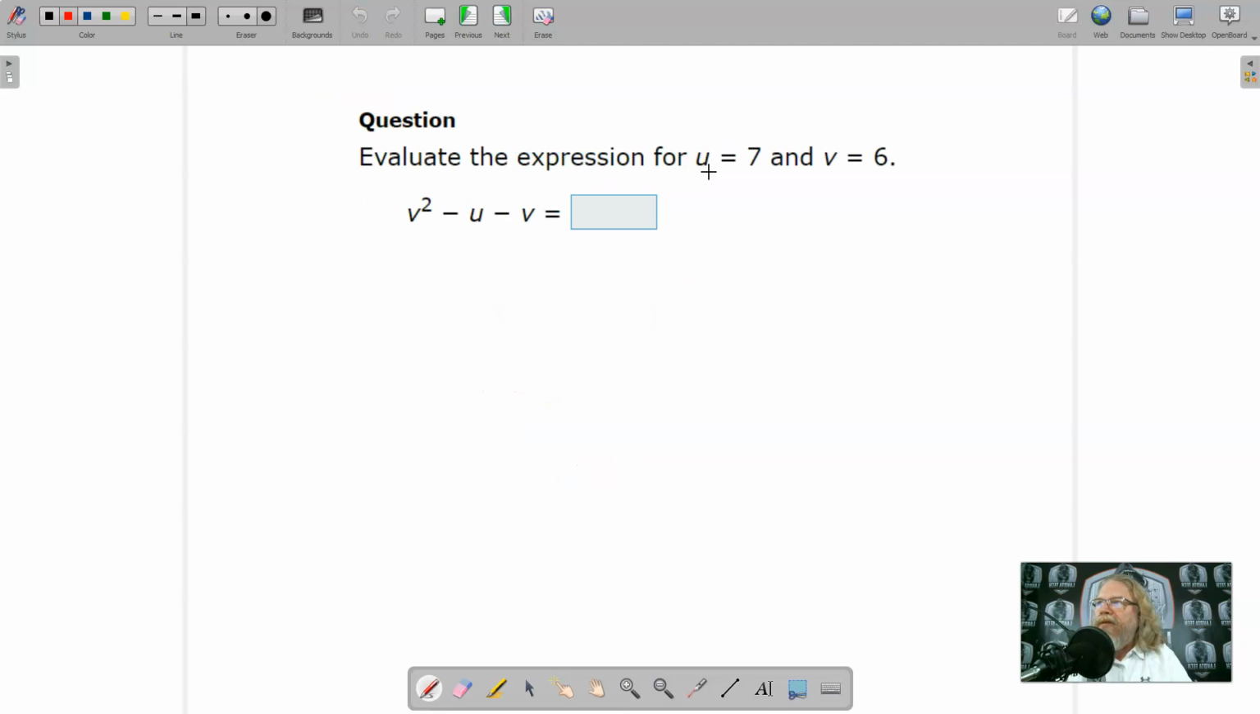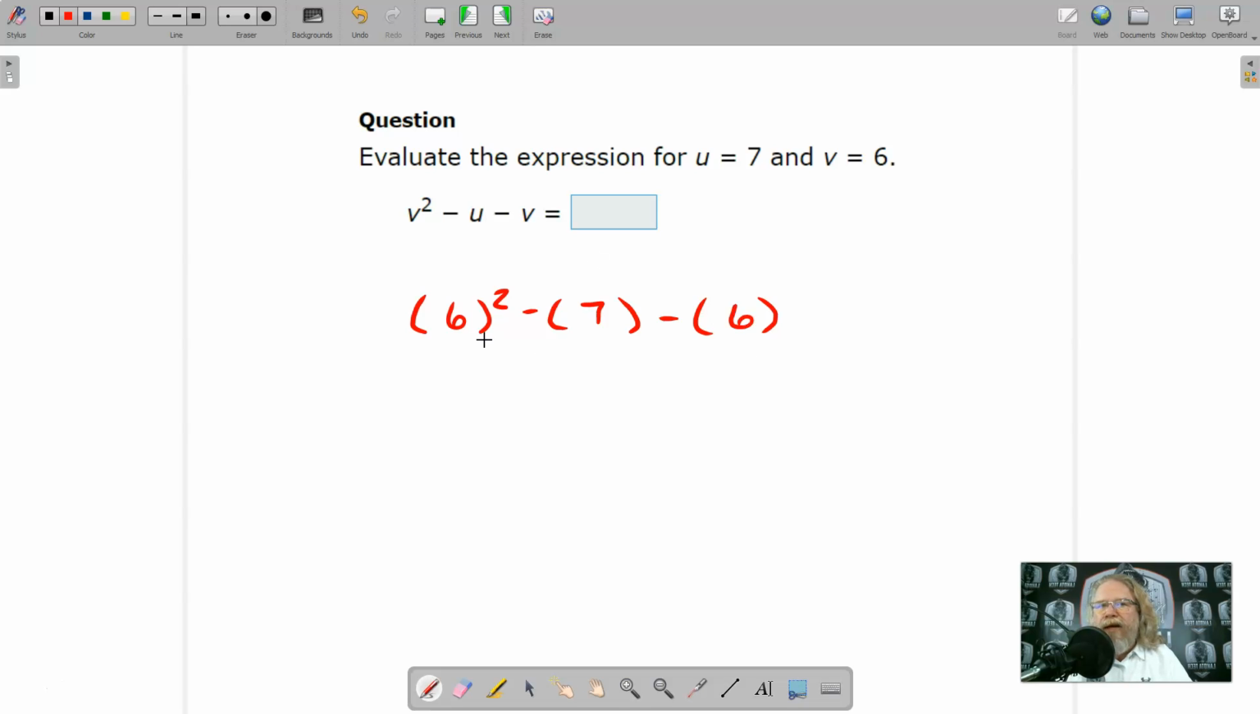Evaluate the expression for u equals 7 and v equals 6. Here's an exponent, so this is another place where we want to use parentheses. Let's write our expression using parentheses wherever we see a variable, and then we'll fill in the values of those variables. V equals 6, u equals 7, and again v equals 6.